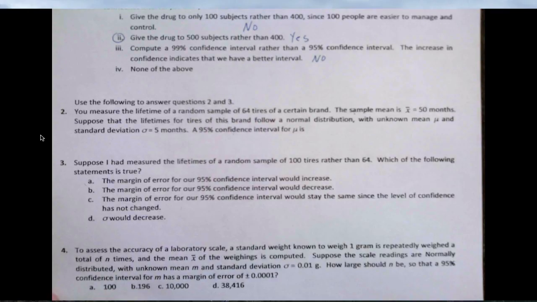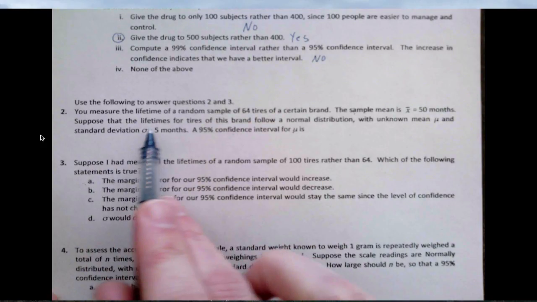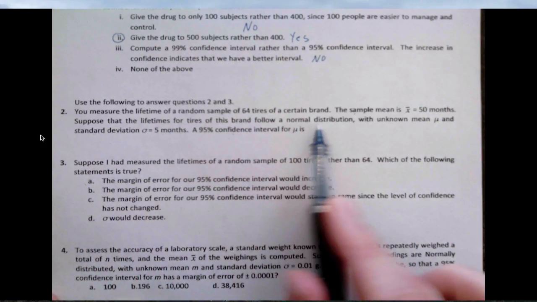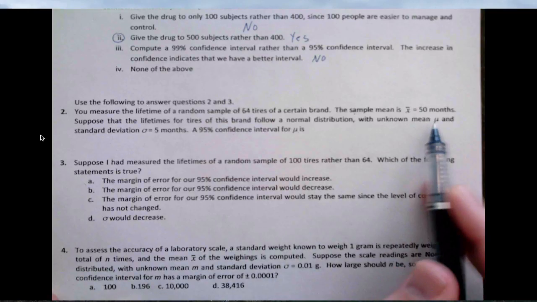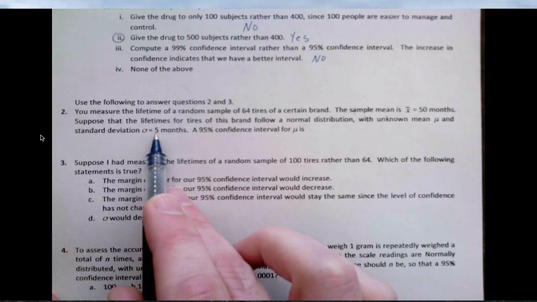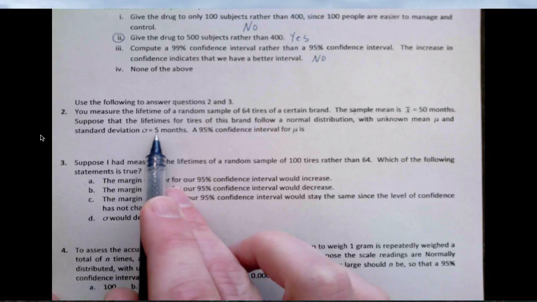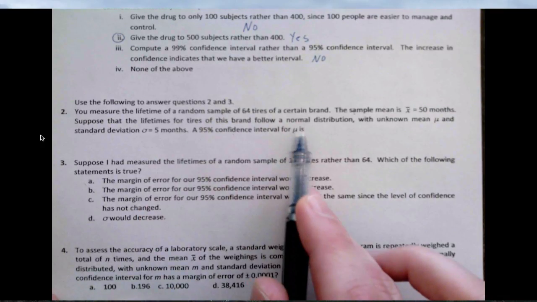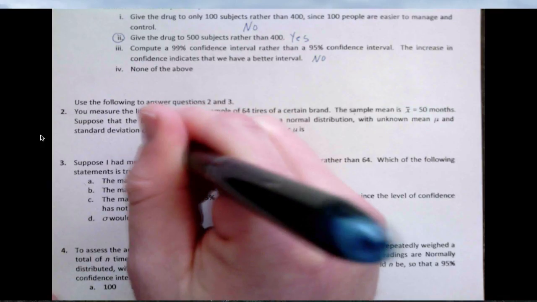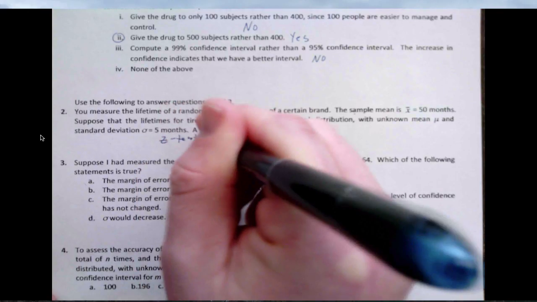Use the following to answer questions 2 and 3. You measure the lifetime of a random sample of 64 tires of a certain brand. The sample mean is X bar equals 50 months. Suppose that the lifetimes for tires of this brand follow a normal distribution with unknown mean and standard deviation of 5. Again, they're telling us we know the standard deviation, therefore we can use a z-curve. A 95% confidence interval is what? This is a z-test on mean.